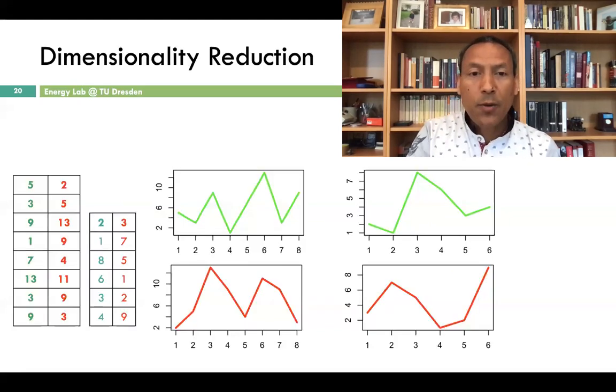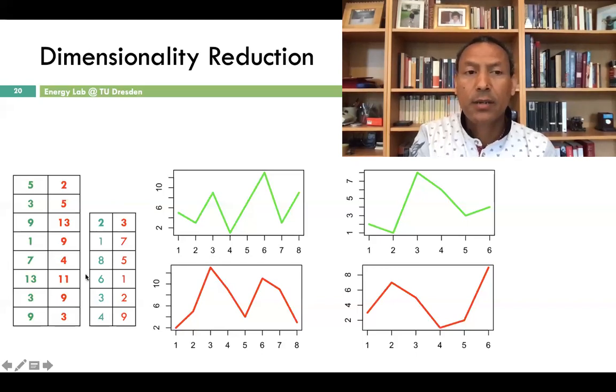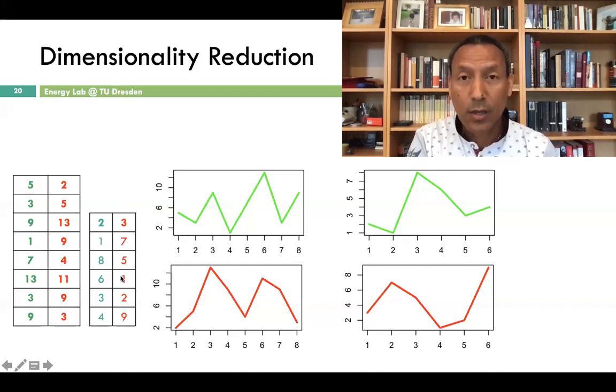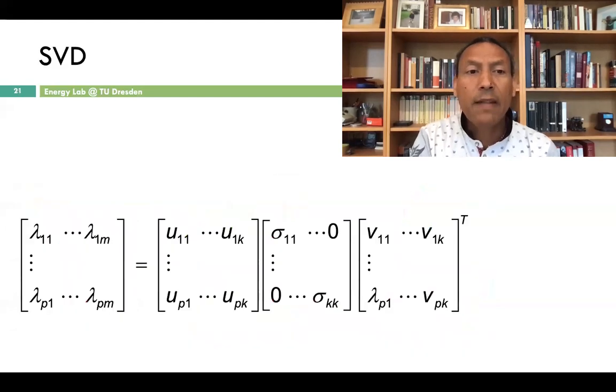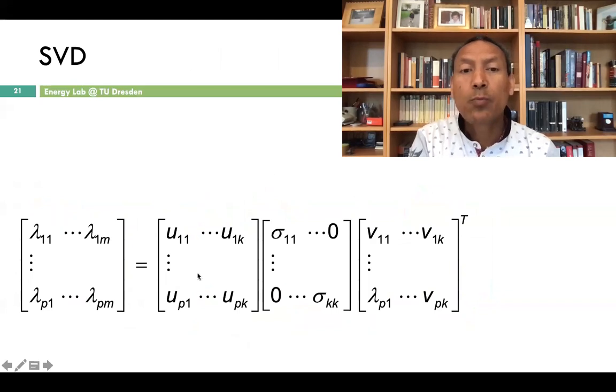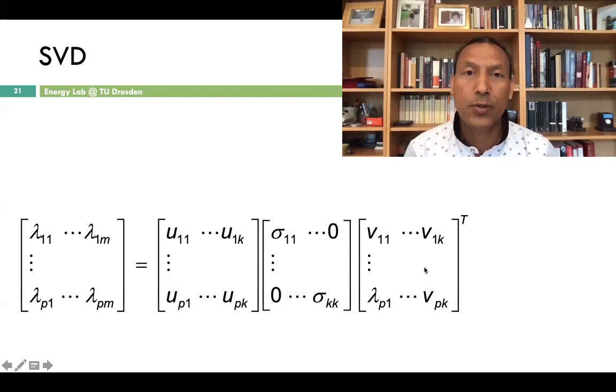SVD, here you remember, we have now this one, the vertical basis vector, and this one, the horizontal basis vector. If there were many basis vectors, this would be a matrix in its own right, and this would also be a matrix in its own right. So SVD decomposes a raw matrix into a horizontal matrix and a vertical matrix.